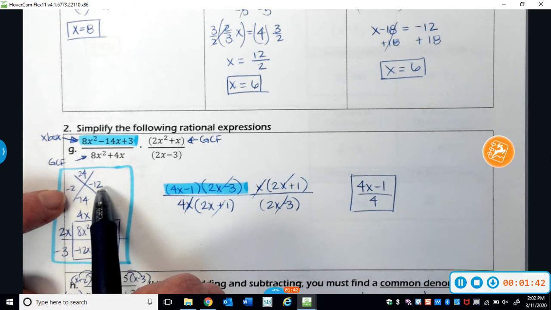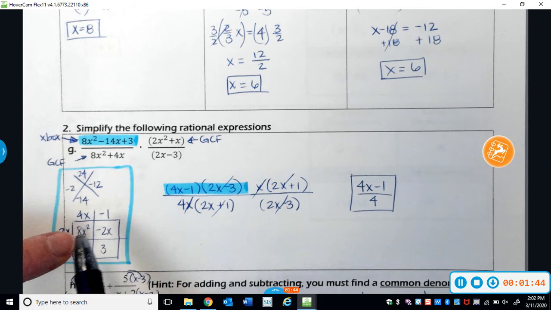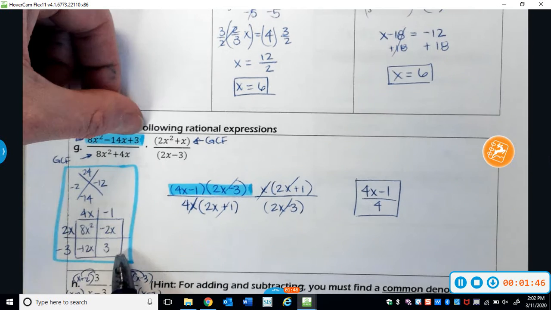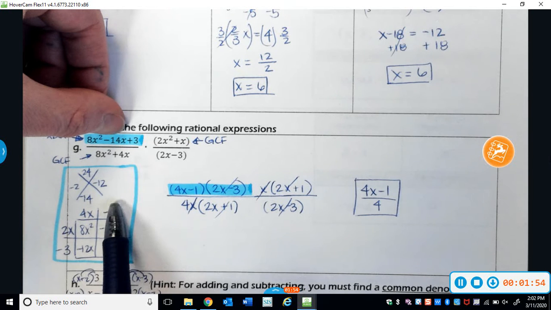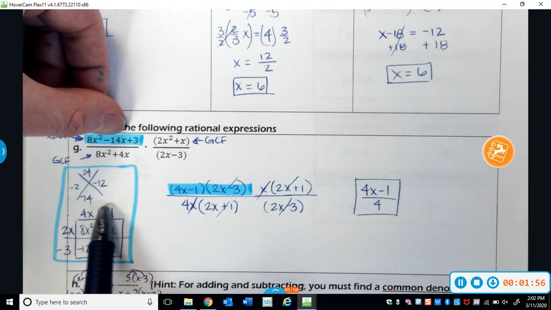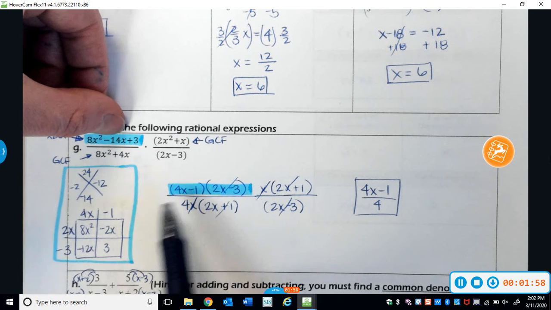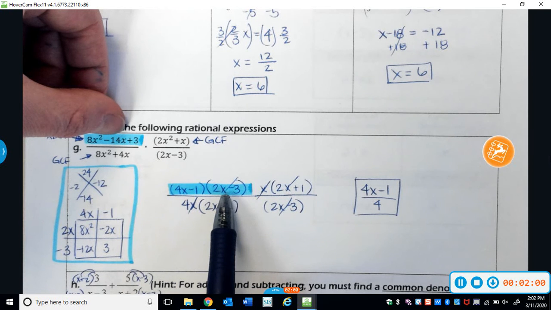So when I write the box or I do grouping, I'd have 8x squared still, I'd have plus 3 as well, but that negative 14x is going to split into negative 2x's and negative 12x's. And I'm just looking for a common factor for each column and each row. And once I've done that, what's on the outside will be my factors. So 4x minus 1 and 2x minus 3.